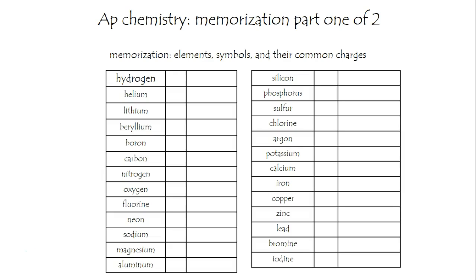They don't know what a nitrite is. They don't know a nitrite from a nitrate from a nitride, things like that. You got to memorize them. So that's what we're going to do right now.